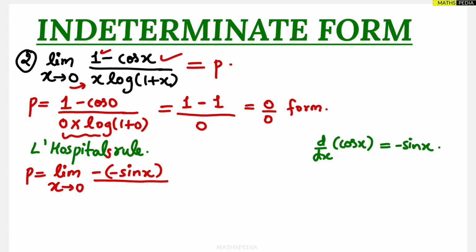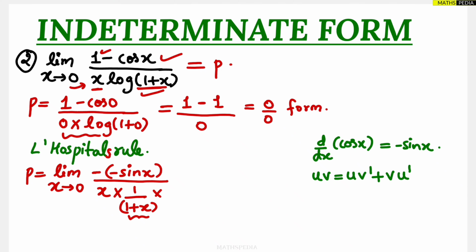Done. Next, the denominator. Two functions are there, so for multiplication of two functions we have to apply the UV rule. U is the first function, V is the second function. So first into differentiation of second plus second as it is into differentiation of first. Simple rule. So first function as it is into differentiation of second: log of 1 plus x differentiation is 1 by 1 plus x, into, again in place of x 1 plus x is there, so again we have to differentiate. Differentiation of 1 plus x is 0 plus 1, that is 1.